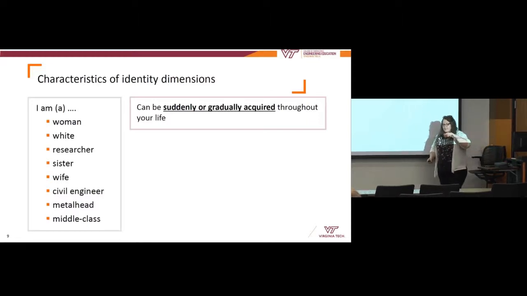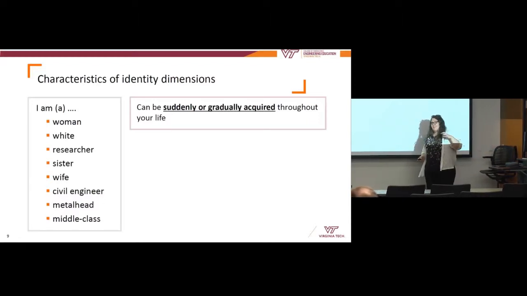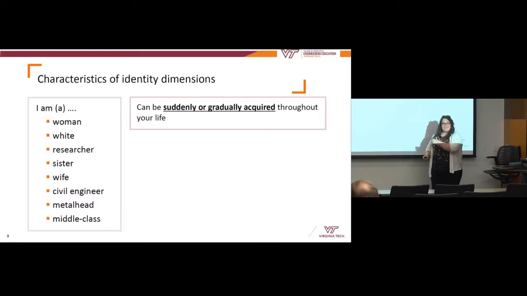As we go through these, there are characteristics that bind our different identities together. They can be suddenly or gradually acquired. For example, I'm a wife. Four months ago, I was not a wife, I was a fiancée instead. So that was something that was sudden. As someone who studies identity, these shifts don't always make them easier. You still go through those growing pains of sudden identity changes.